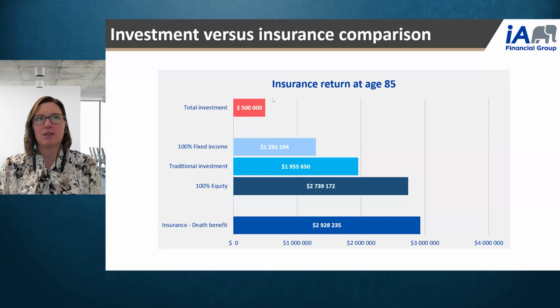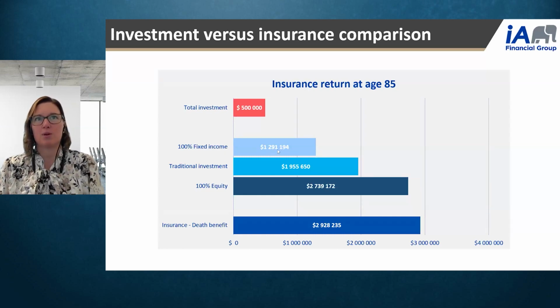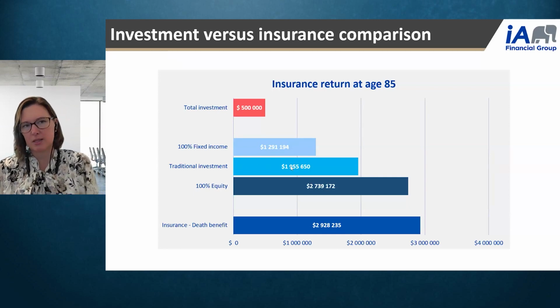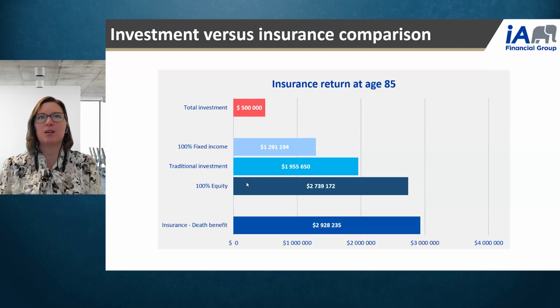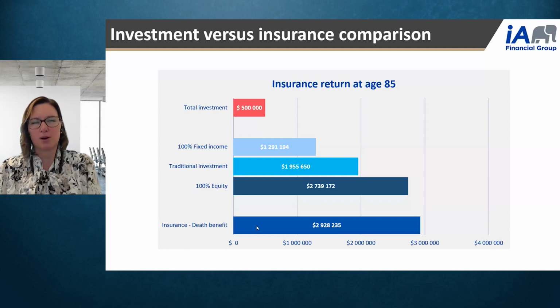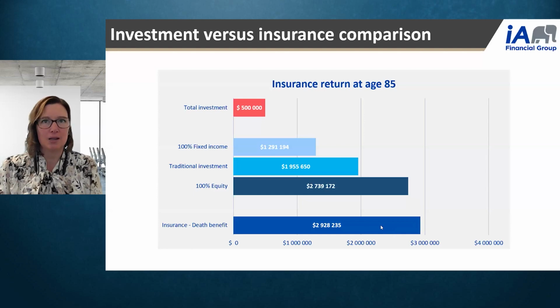So here we're saying the client has invested over the 10 years time, the $500,000. They could put it into fixed income and it would earn 1.2 by age 85. They could put it into a traditional investment, like a 60-40 split, 60% equities, 40% income, and it would get about 1.9 million. Or they can put it in equities and it would get about 2.7. If we put it into something like our par wealth product, that's what we're illustrating here, we're going to have a death benefit amount of 2.9 million. So it's really easy to see the value for money in this way.